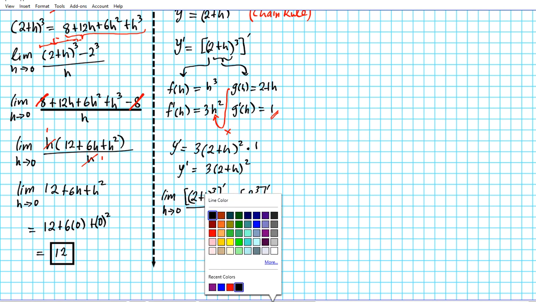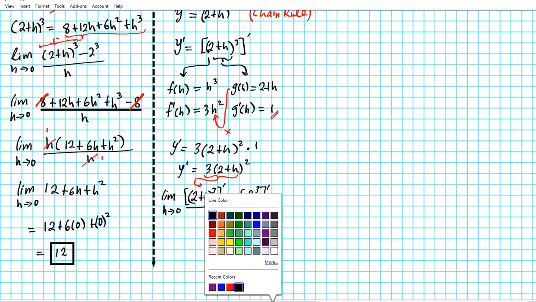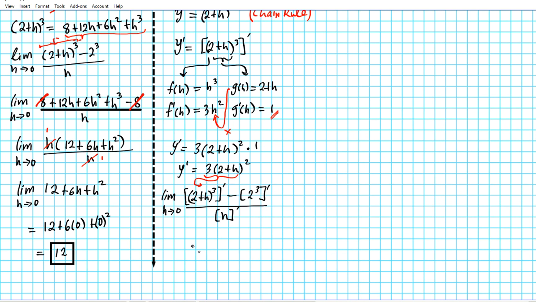So in the next line, we're going to take the derivative that we found, this derivative right here, and plug it in. It's going to take this spot right here. Okay? Alright, let's go ahead and put it in. We're going to have 3 times the quantity 2 plus h. Oh, let's not forget the limit. Limit as h approaches 0.